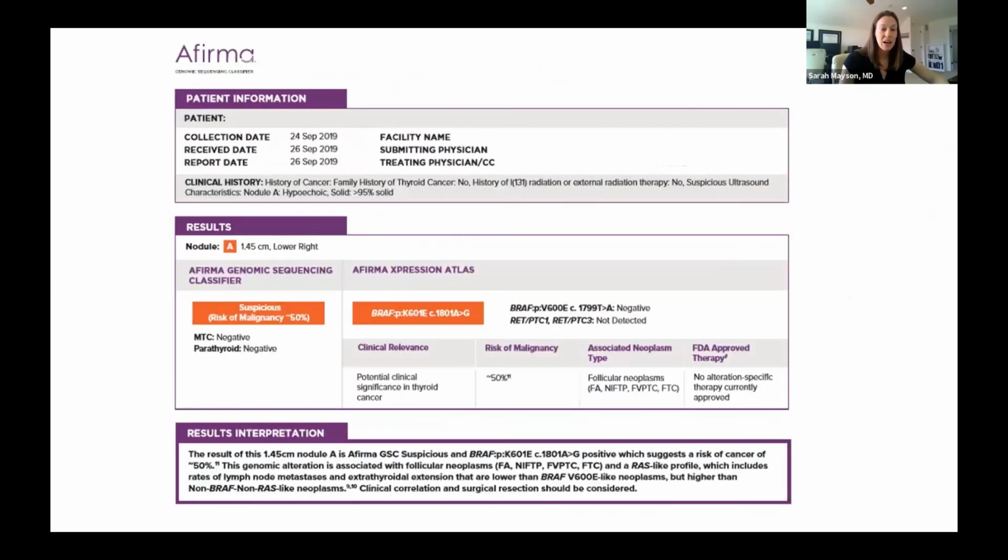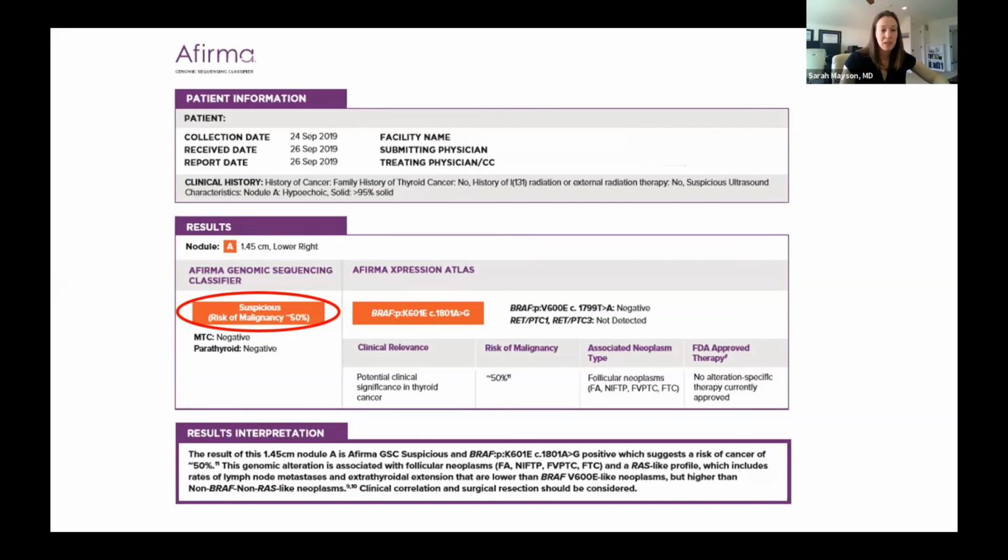And then lastly, although Afirma testing was not performed in this particular patient, I wanted to go through one of their test reports. On the left are the results of the Afirma Genomic Sequencing Classifier. And as I mentioned earlier, when you're ordering this test, you can add on the Afirma Xpression Atlas, but that component is not automatically included. And insurance coverage may vary for Xpression Atlas, so it's something that's important to look into when ordering the test. For Afirma GSC, again, this will yield a positive or negative result.